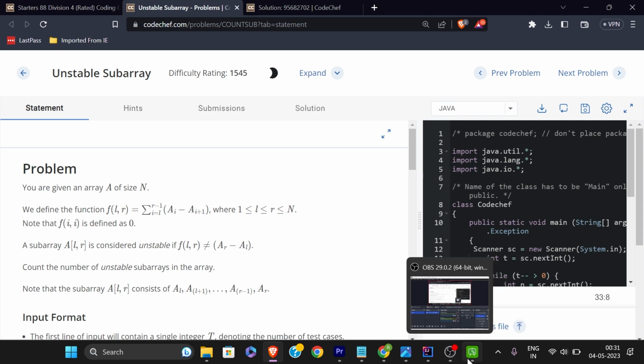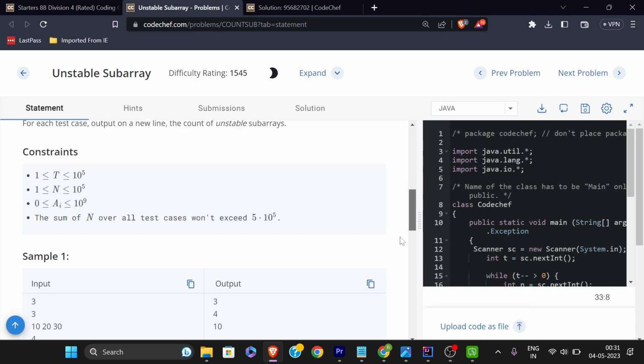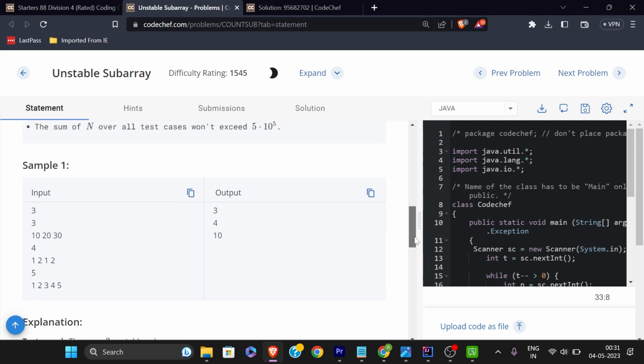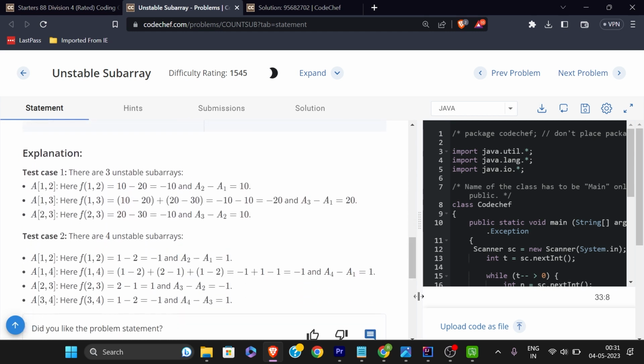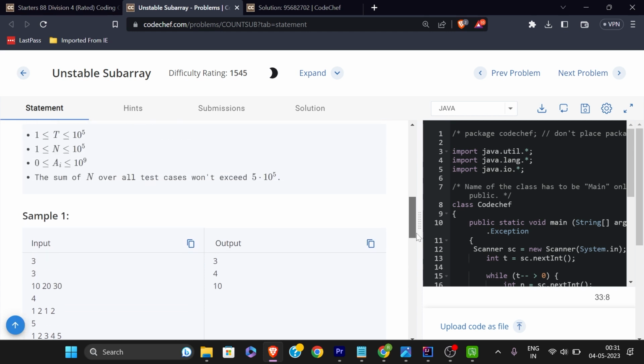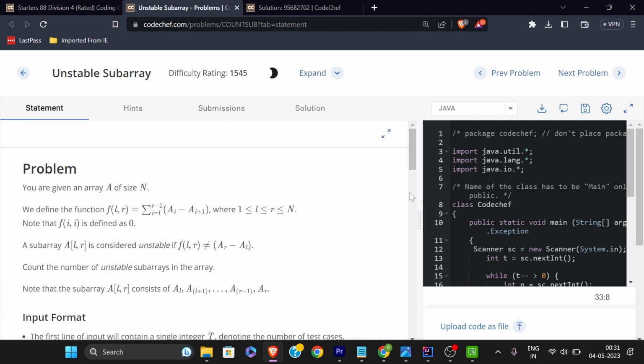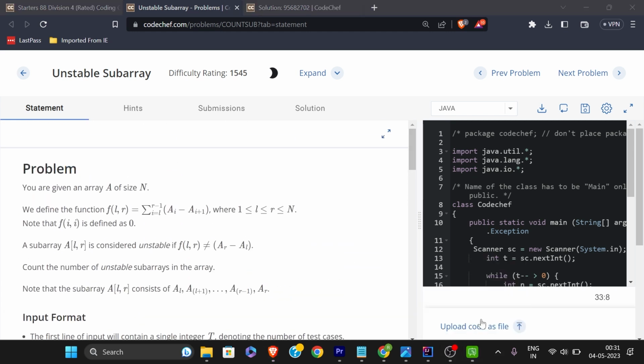So let's begin with the test cases. If you see and read the explanation, you will understand what the problem statement is and what they are asking to print. So let's consider an example and I will help you understand how to think about solving this problem.